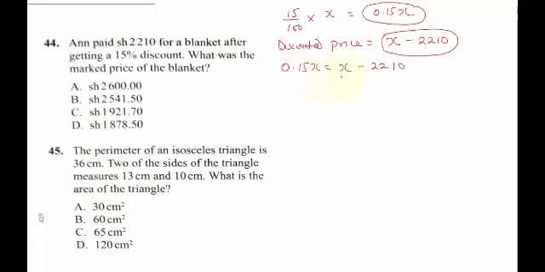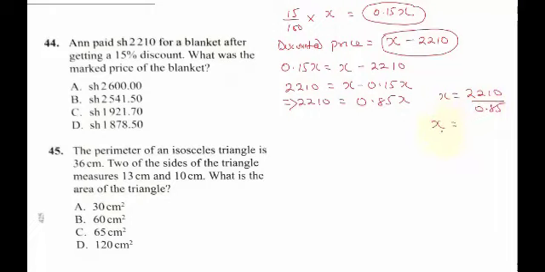From here, we will collect like terms. Minus 2210 coming over will be 2210 is equal to x minus 0.15x. So this is going to give us 2210 is equal to 0.85x. Therefore, x will be 2210 all divided by 0.85. And when you do this long division, you are going to get 2,600 shillings. So the correct answer here is going to be A.